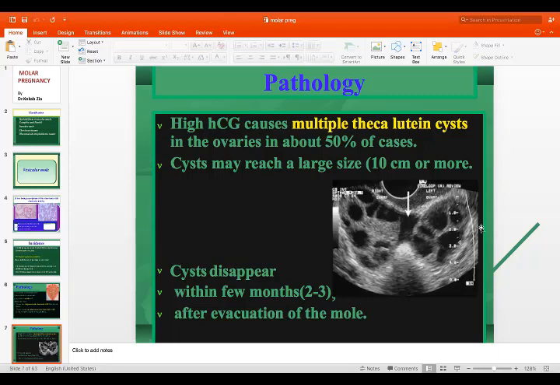This is a picture. This is the ovary, and you can see these are the cystic changes in the ovary. So these are thecal lutein cysts. This is one ovary and this is the other ovary. These are the cysts in the ovaries, under the effect of excessive beta HCG. This disappears after the treatment of the mole, and it takes about 2 to 3 months.